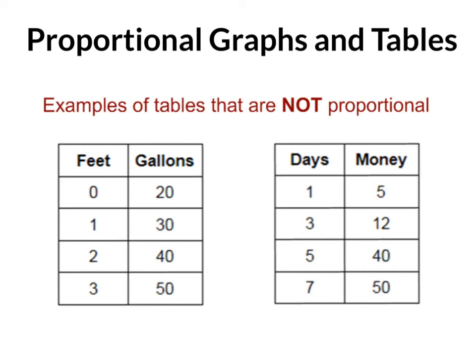For the second table, we'll look at the scale factor between the two numbers. In the first row, we have a scale factor of 5, and in the second row, we have a scale factor of 4, and automatically they don't have the same ratio, and therefore this cannot be a proportional table.